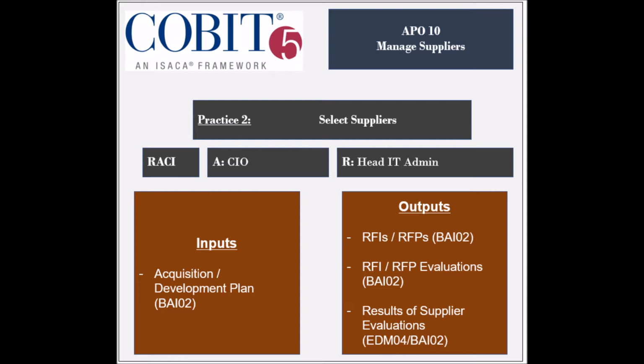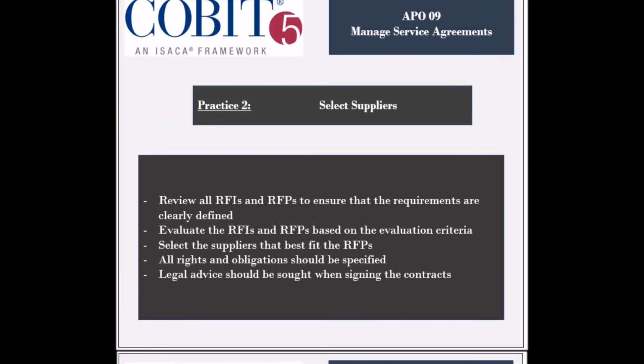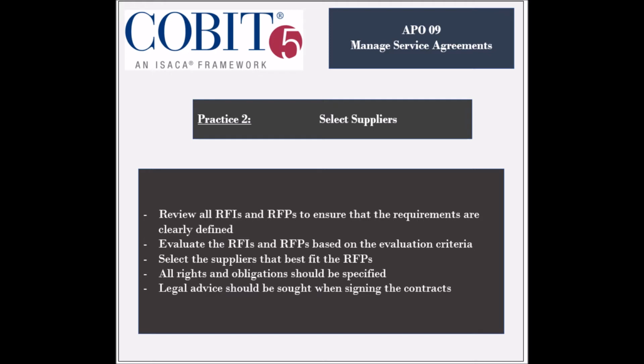The practice generates 3 outputs, which are the request for information and request for proposals to be used by the BAI2 process, the results of supplier evaluations to be used by the EDM4 and BAI2 processes, and the RFI and RFP documents to be used by the BAI2 process. The activities involved in this practice include reviewing the request for information and request for proposals, to ensure that the requirements and the decision process are clearly defined.